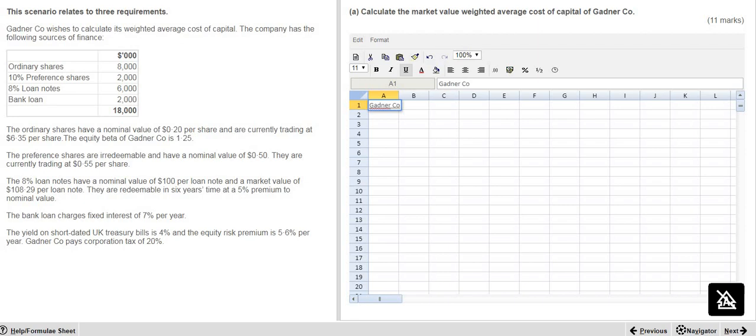Okay, so Gardner Co. I'm going to go to cost of equity.